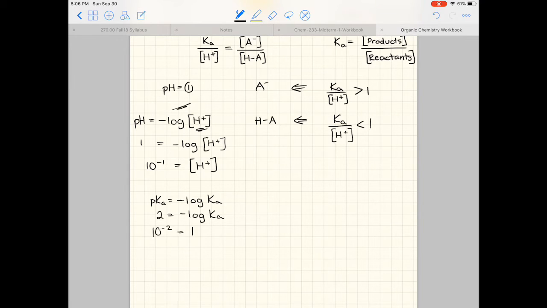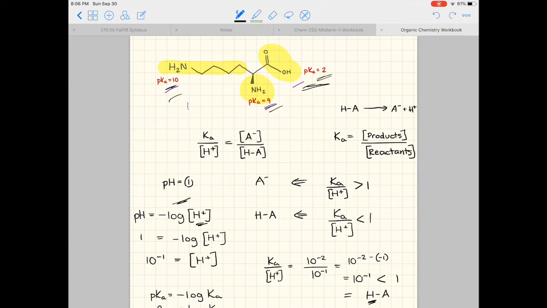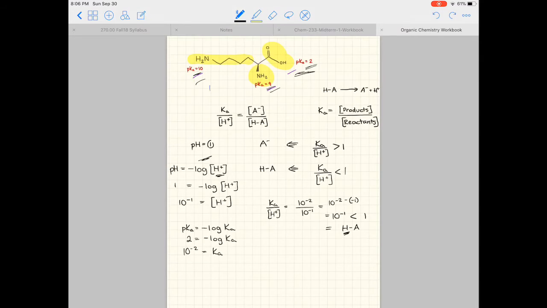10 to the negative 2 is your Ka, and therefore our ratio Ka over the concentration of H plus becomes 10 to the negative 2 over 10 to the negative 1, which by exponent rules means 10 to the negative 2 minus negative 1, which is 10 to the negative 1. That is less than 1, and therefore it exists in its HA form, which means it's still going to have its hydrogen, and therefore the carboxylic group will still retain its hydrogen like it has in this form.